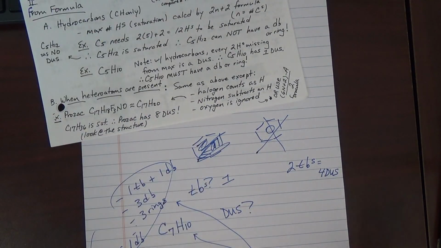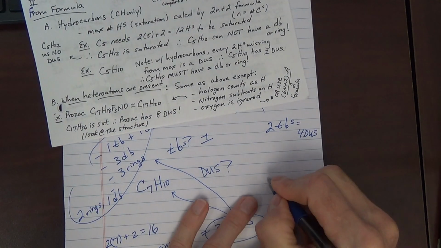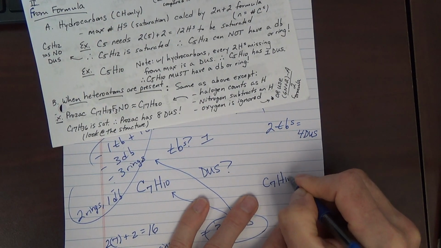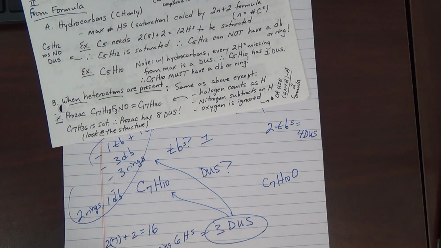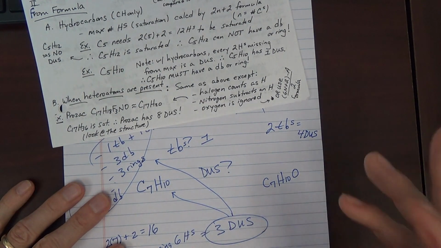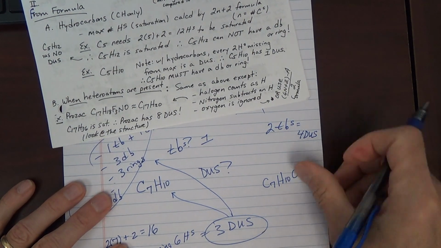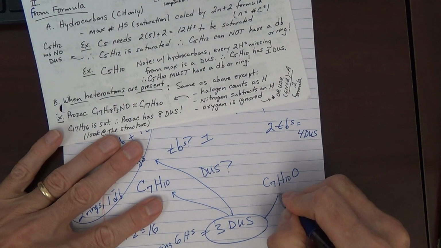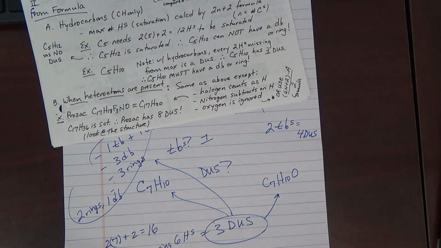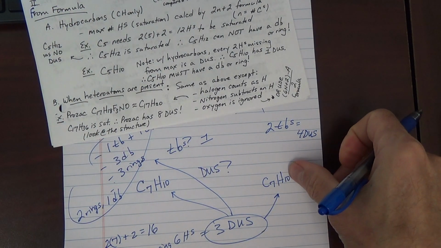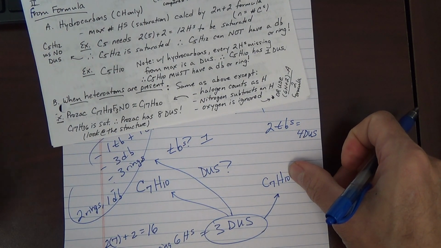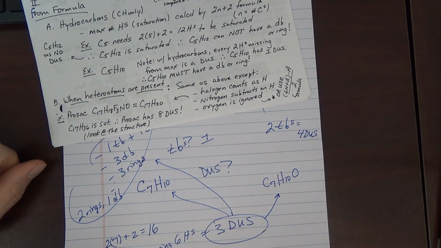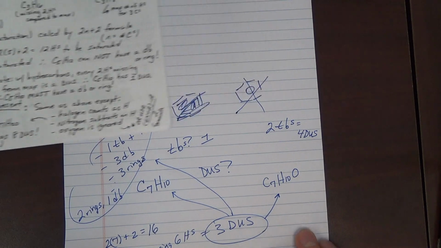For example, over here, if I had a formula of C7H10O, I would just ignore the oxygen. It's the same as C7H10 in this calculation, and that's also 3 DUS. All right? Just act like it's not there when you're doing your DUS calculation. But what about halogen? Okay.